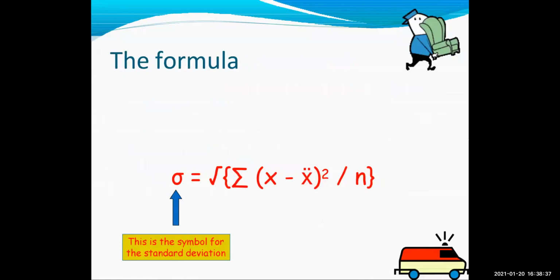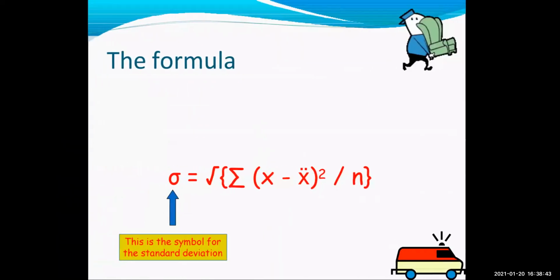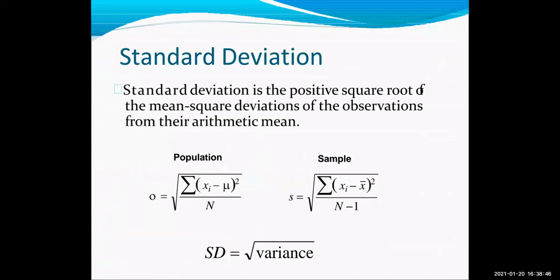Now, this is the symbol for standard deviation and the formula. Standard deviation is the positive square root of the mean square deviation of the observations from their arithmetic mean. So we have the formulas over here.